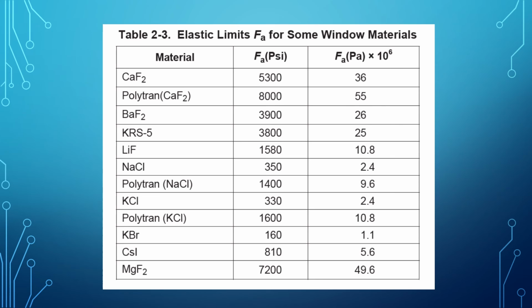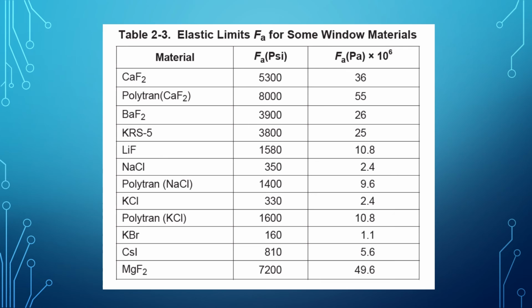So in this slide, we actually have a table that just gives us the elastic limits for some window materials. That was the FA that was given in equation 2.7. So if we're given a problem with different materials, you could go to this table to look up what FA is.